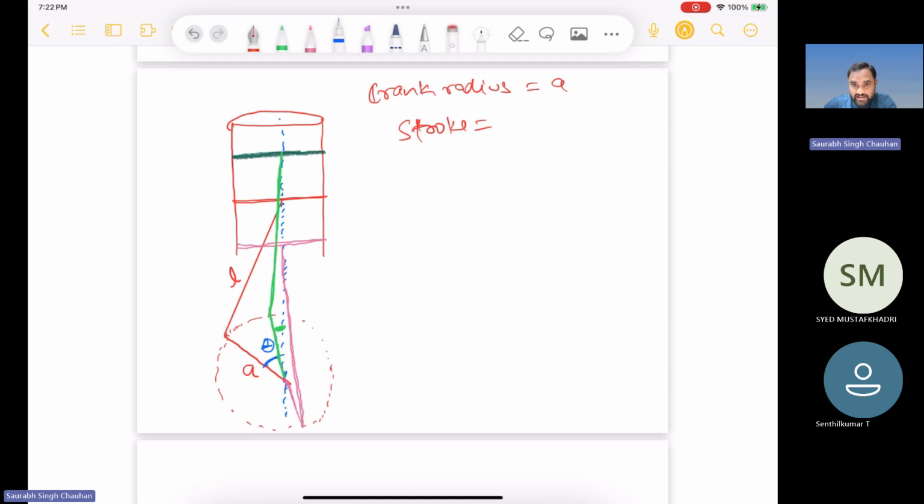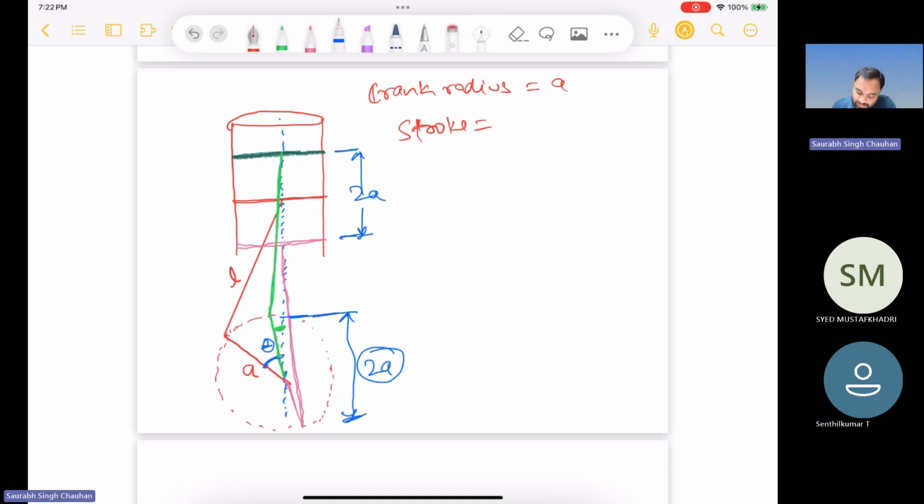Okay, is it clear what I explained till now? When this green one is near the TDC, and this pink color is near the bottom dead center, what is this difference? This would be 2A, right? So the difference between top dead center and bottom dead center would be 2A, correct? Are you able to visualize the mechanism that is working here?